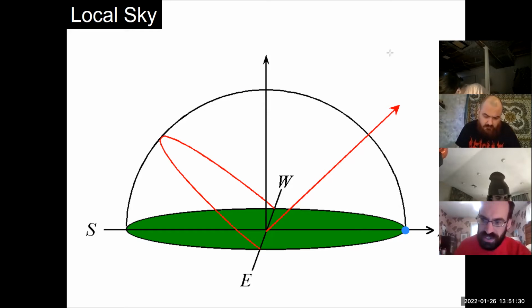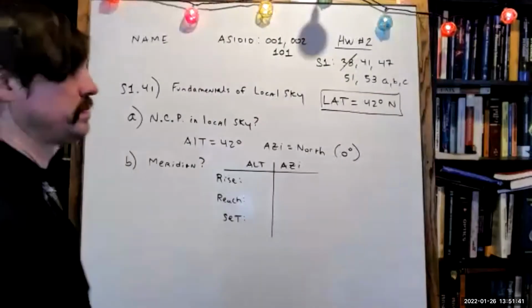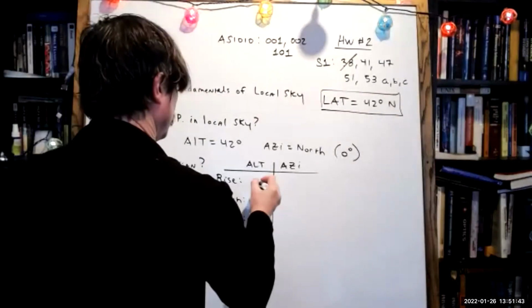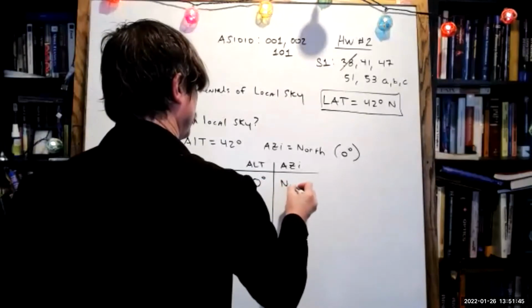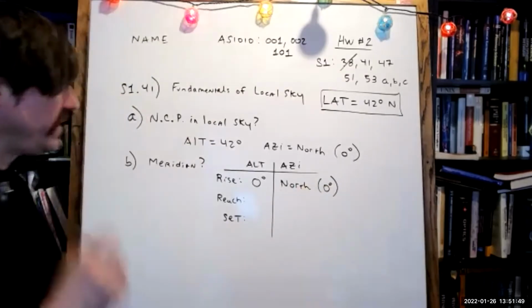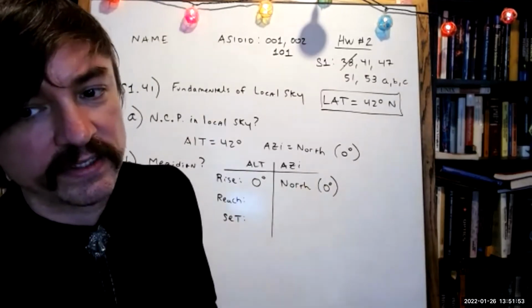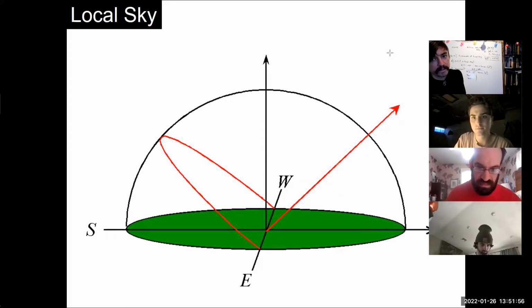So would the altitude in that case be 0 degrees? That's right, because it's on your horizon. And what would the direction be? North. Very good. The technical azimuth of north is, of course, 0 degrees. How about the reach? Altitude and azimuth of the reach.